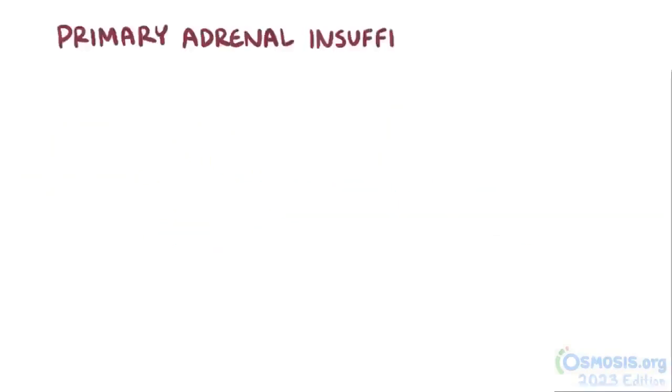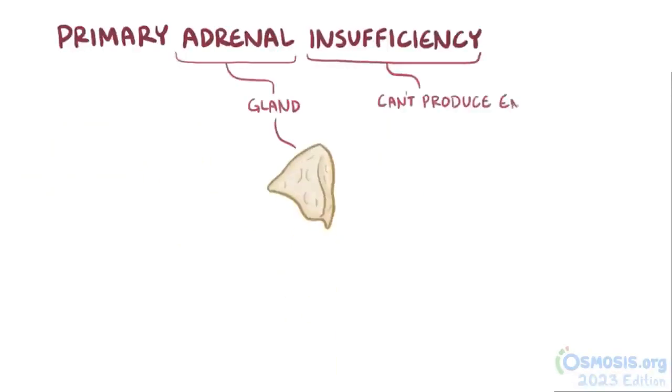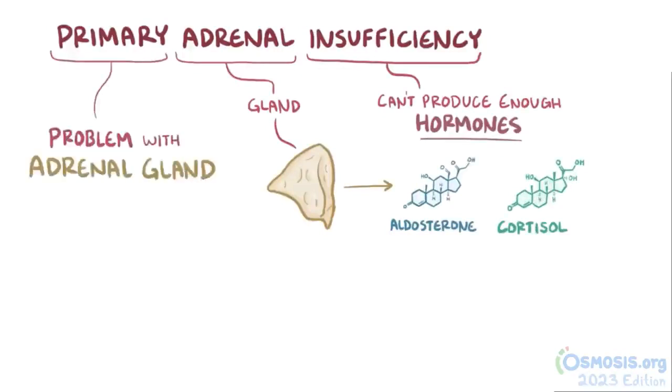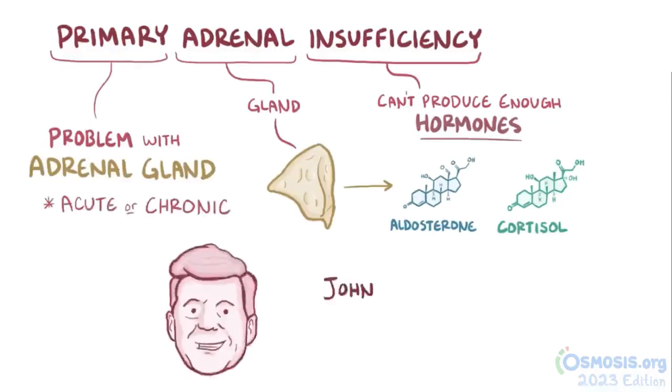Primary adrenal insufficiency is a rare endocrine disorder that happens when the adrenal gland isn't able to produce enough of the hormones that the body needs, particularly aldosterone and cortisol. The reason it's called primary is that the underlying problems localize to the adrenal gland itself, rather than a problem of a hormone that acts on the adrenal gland or elsewhere in the body. Primary adrenal insufficiency can develop acutely or chronically, and a really famous example of someone having this condition is John F. Kennedy, who was diagnosed at age 30.